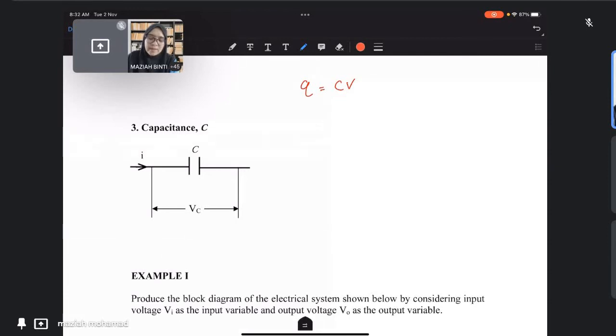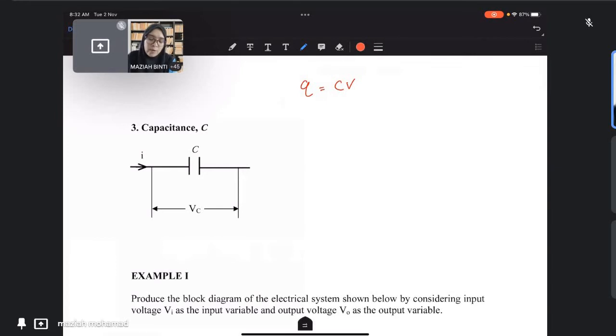Yes. The capacitance will have an effect with a relationship with Q. Q is the charge, right? But in order to calculate here, this equation Q equal to CV also can be used.